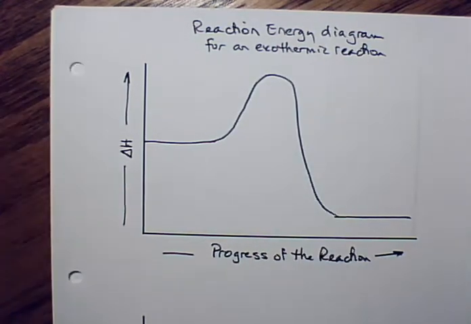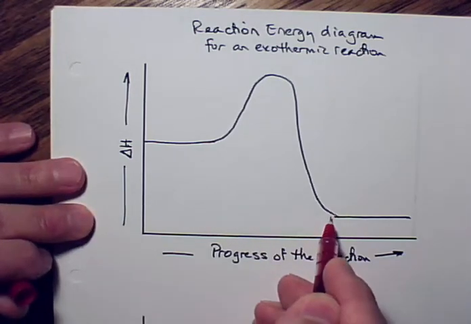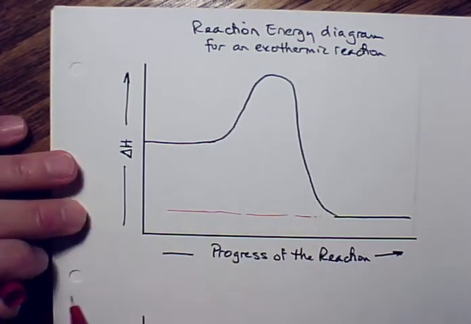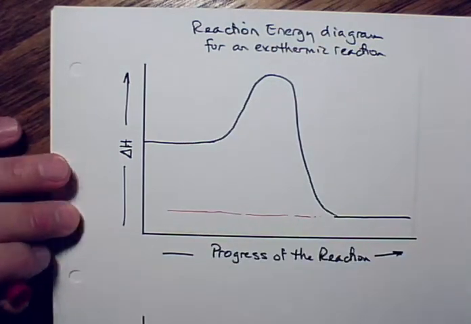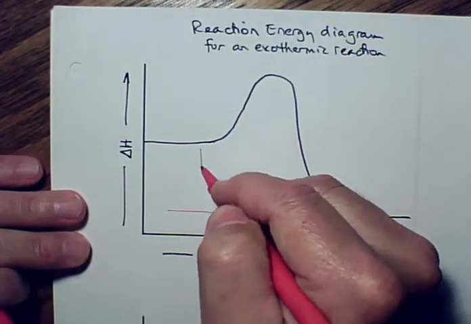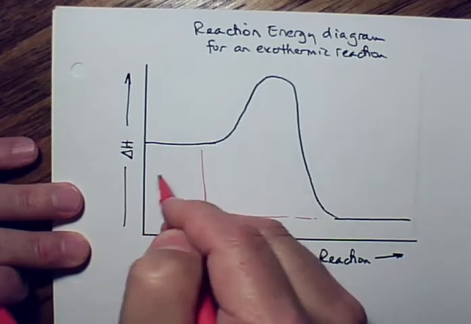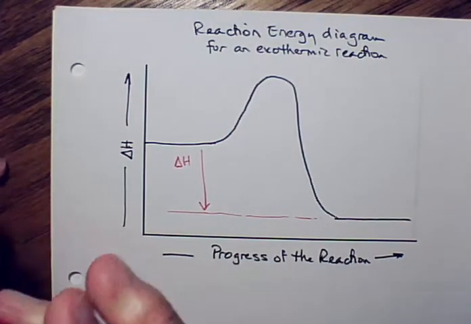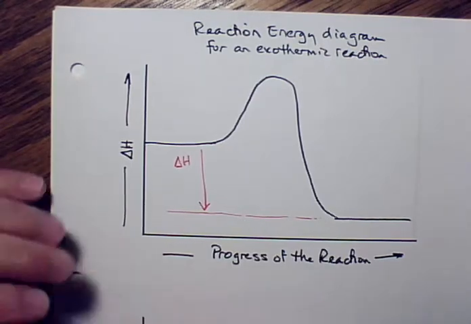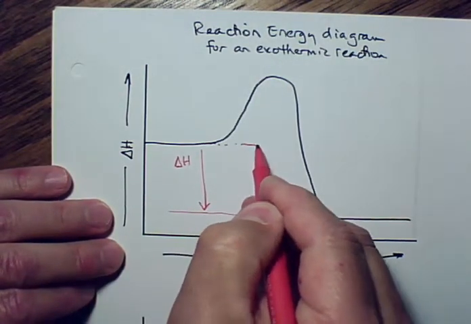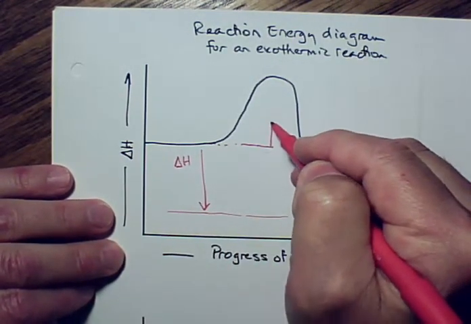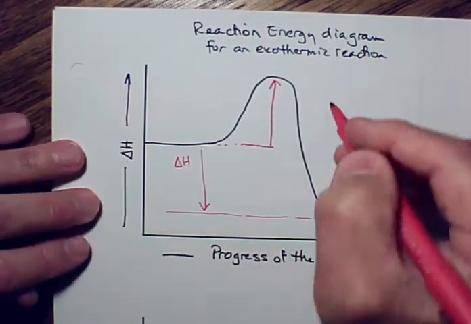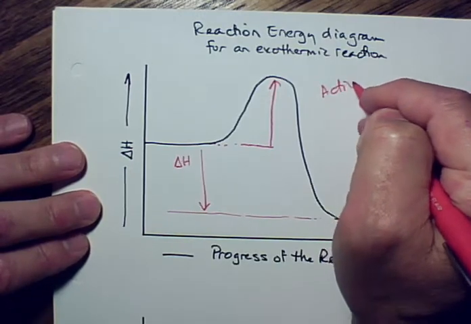The difference in the amount of energy you start with and the amount of energy in the system you end with here, this difference here, we're losing energy in the system. That's the actual change in enthalpy, okay? The difference between the energy you start with and the amount of energy you've got to add to get the reaction moving, that's called the activation energy.